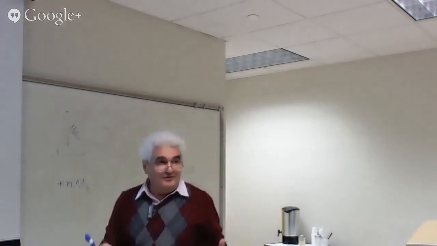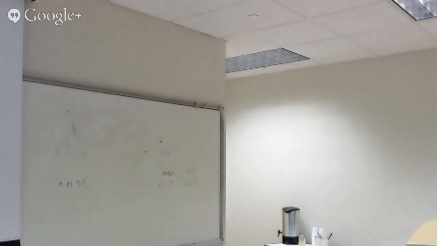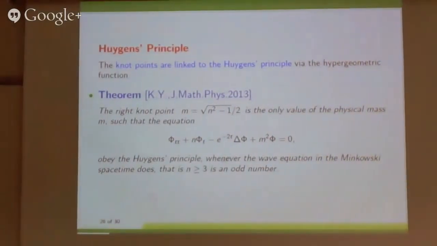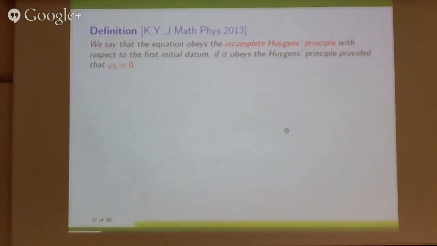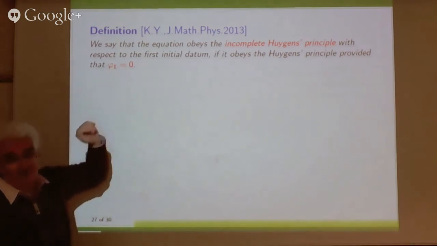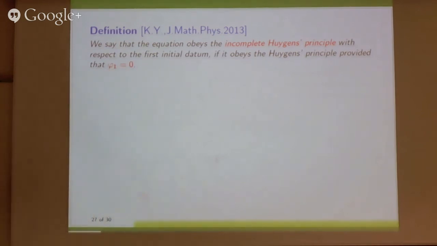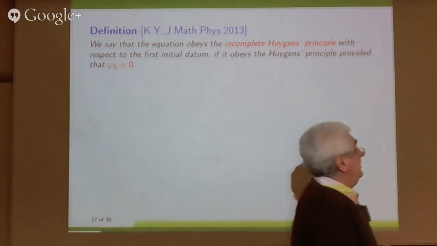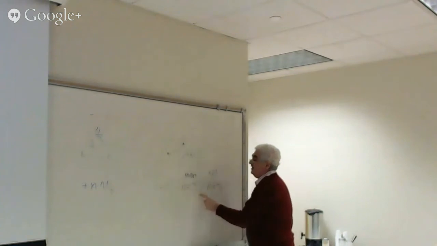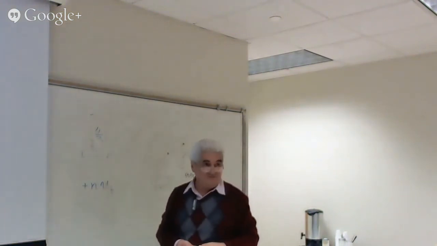We can unify all of them if we slightly change Huygens' principle. What I suggest is that instead of Huygens' principle, let us consider the so-called incomplete Huygens' principle. That means set the second condition, the second function in the Cauchy problem, to 0, and then check Huygens' principle. If you accept this definition, then any odd n will satisfy this incomplete Huygens principle.